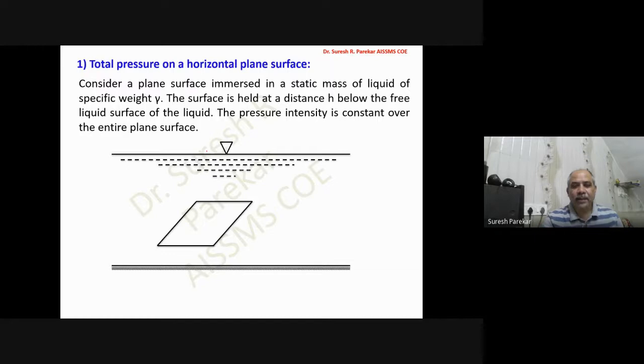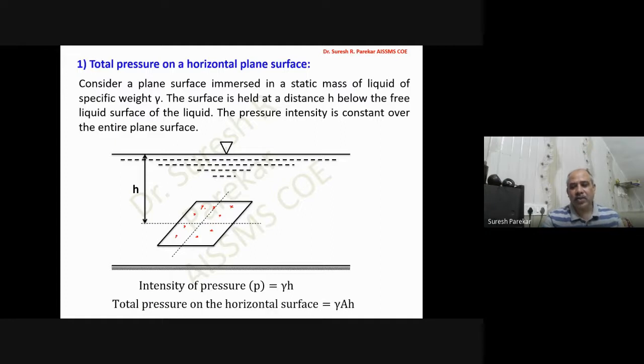Now you can see all my points are at the same height from the top, and therefore the pressure on any point on this, because this is horizontal, its distance is h from the liquid surface, and therefore the pressure on all points is the same, which will be gamma into h. Now, if I have to find out total pressure on it, then I have to multiply it by area. So, total pressure on the horizontal surface is gamma A into h. So, we have multiplied it by the cross-sectional area of the surface.